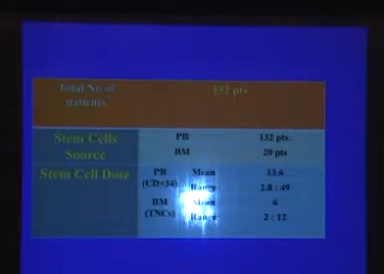Regarding the stem cell dose, the peripheral blood group got a mean CD34 count of 13.6 by 10 to the power 6 per kilogram body weight of the recipient. In the bone marrow group, they got a mean of 6 by 10 to the power 8 total nucleated cells per kilogram body weight of the recipient.